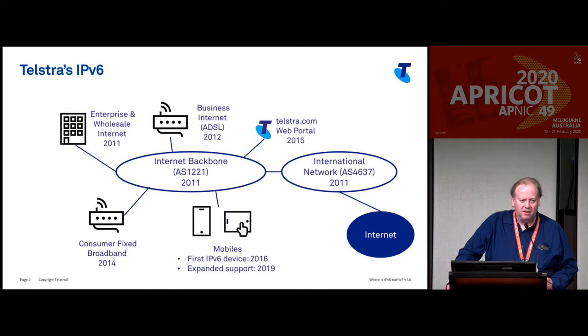our business internet connections at that stage also had IPv6 added. That was really an extension of the enterprise and wholesale product. That was pretty straightforward. I haven't mentioned it here, but we also enabled IPv6 on our VPN products as well. Now, where it obviously got serious in terms of numbers, we started turning it on for consumers in 2014, specifically for NBN and some ADSL along the way.